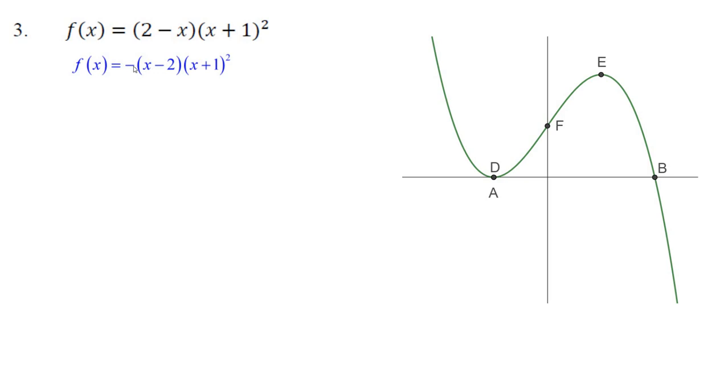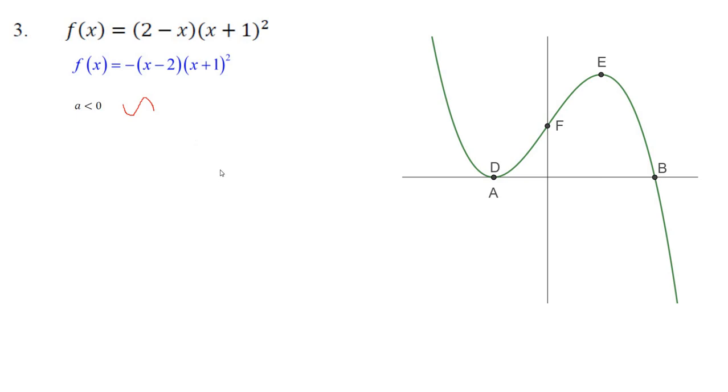Now we know we've got a negative out in the front here. It's a negative a times the two brackets squared. And that is how I know that the shape is going down like this, because a is less than 0.